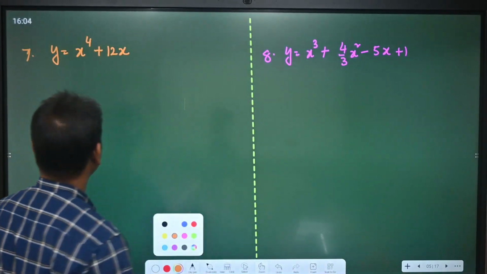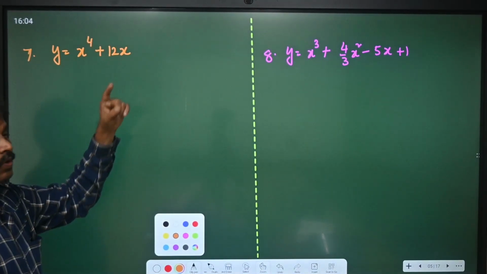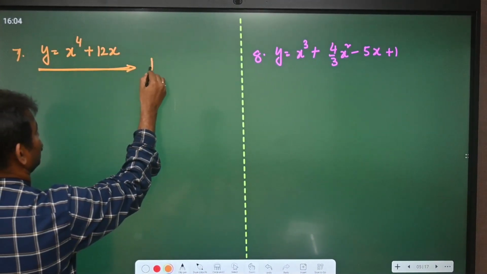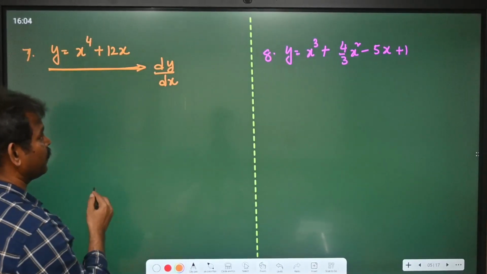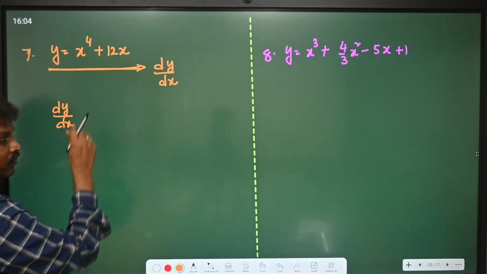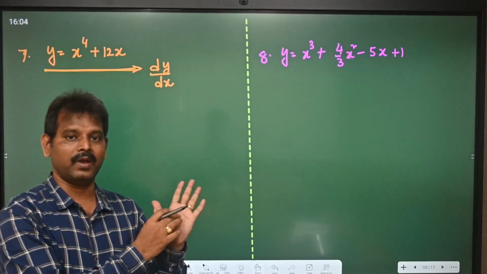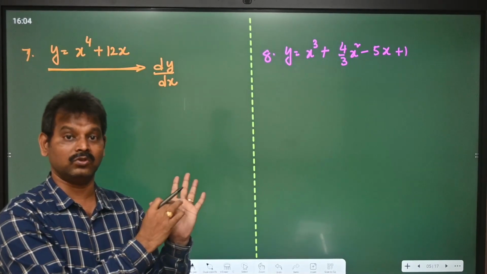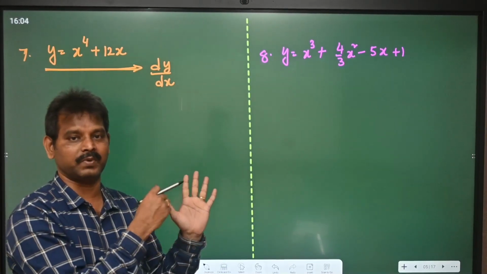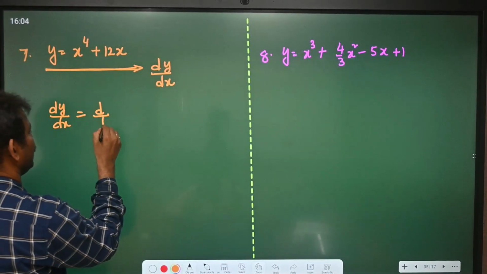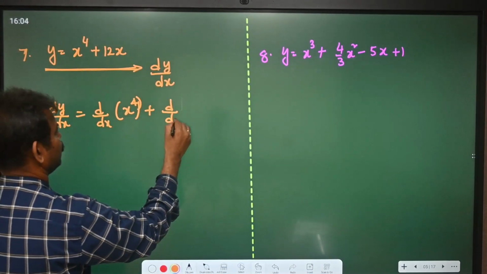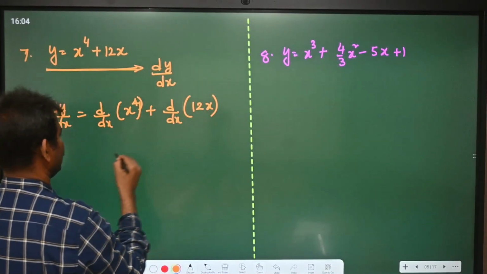Now the next problem, y is equal to x power 4 plus 12x. Now, how to find the derivative of this one? We need dy by dx. Now, for this we are going to write dy by dx. Here we have two terms. So, the derivative of a given function with two or more terms is the sum of the derivative of each individual term with respect to x. So this can be written as d by dx of x power 4 plus d by dx of 12x.